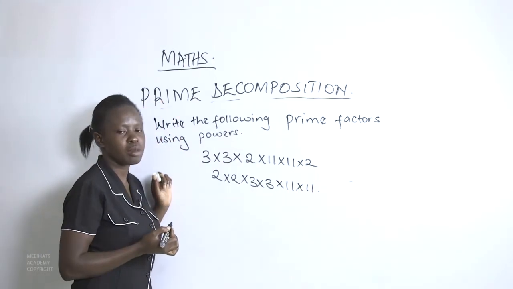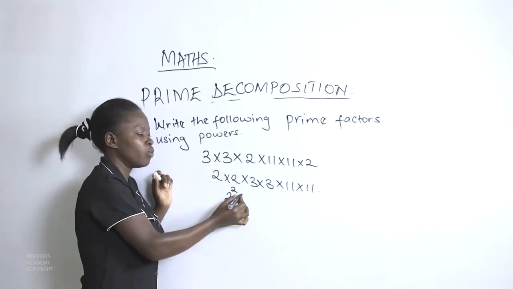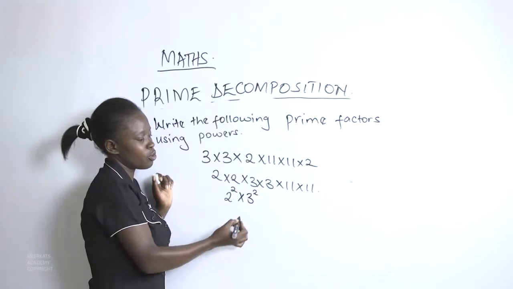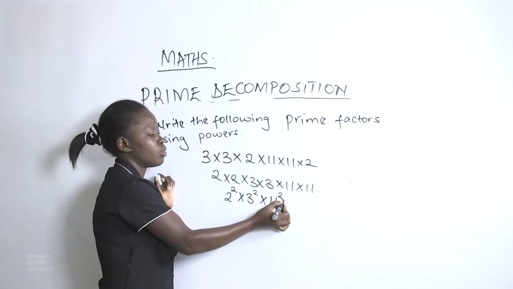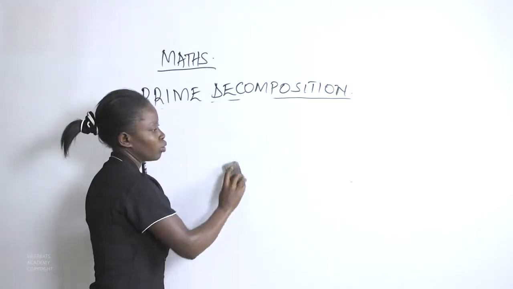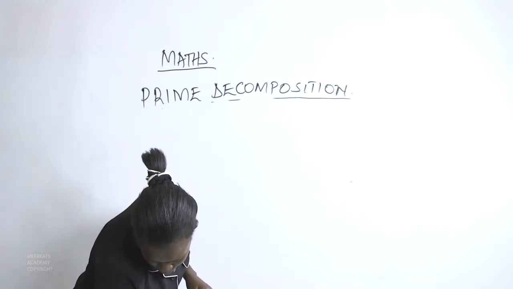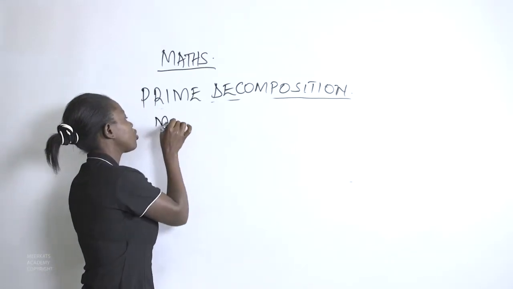So writing it in power form, 2 is appearing twice, that is 2 to the power of 2. 3 is appearing twice, we have 3 to the power of 2, and 11 is also appearing twice, so I have 11 to the power of 2. Another question.